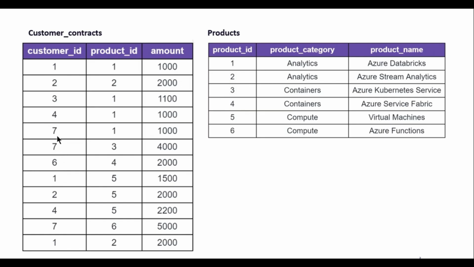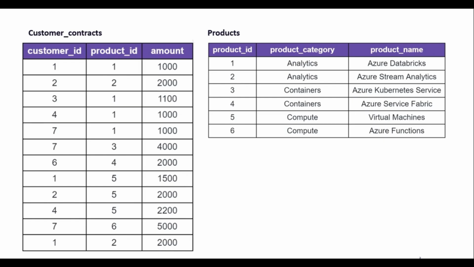Now if we see customer ID 7, we can see that customer ID 7 has purchased product ID 1 that belongs to the analytics category. Customer ID 7 has purchased product ID 3 that belongs to the containers category, and has also purchased product ID 6, which belongs to the compute category. So in this case, customer ID 7 is satisfying our condition.